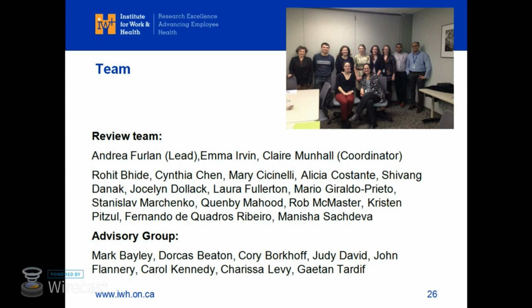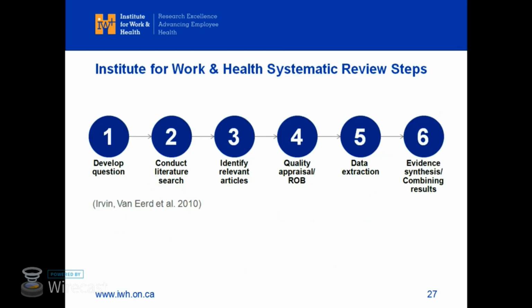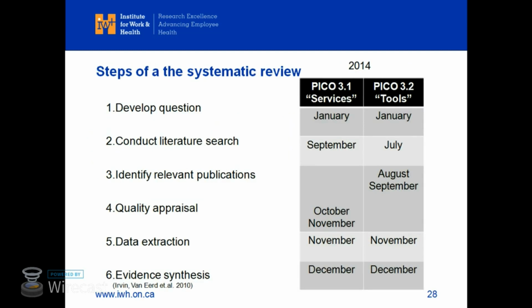So this is the Institute for Work and Health's model of conducting systematic reviews. There are some people in this room who've seen this a number of times, so I'll just gloss over it. The reason that I'm showing this is that these are the steps of a normal systematic review. As you can see, these are the steps of the systematic review on the side, and these are the timelines that we were given.